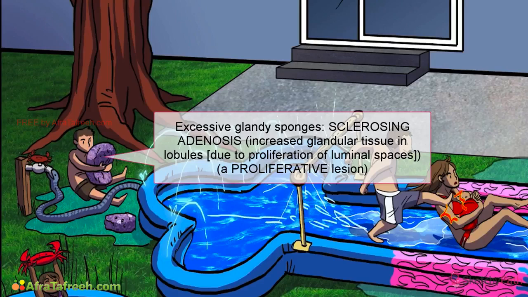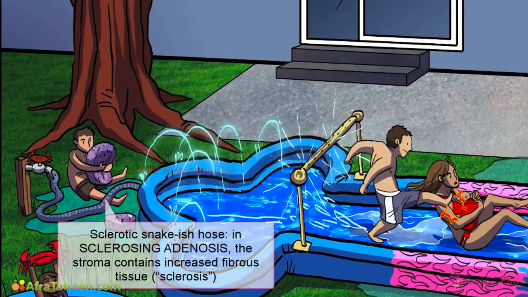Kinda glandular, even. Not my favorite way to have a good time at a pool party, but hey, whatever wets your whistle, man. In addition to luminal proliferation, sclerosing adenosis is also characterized by increased fibrous tissue in the stroma, the sclerosing part of sclerosing adenosis.